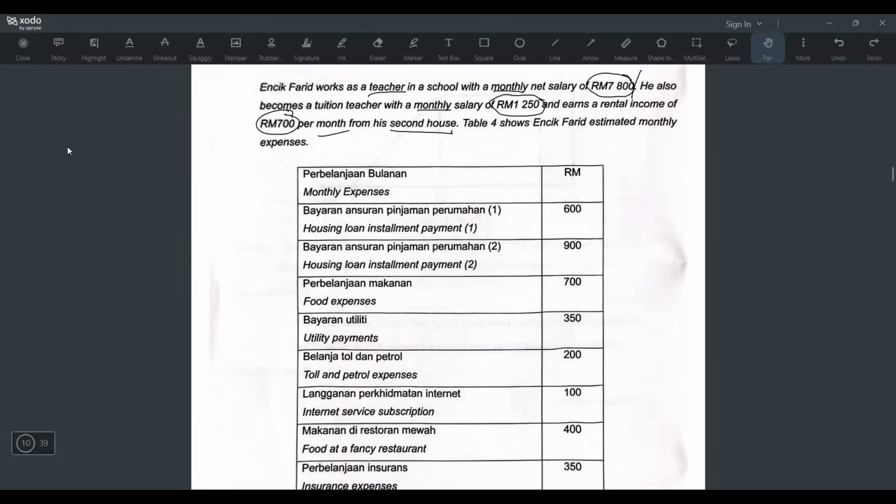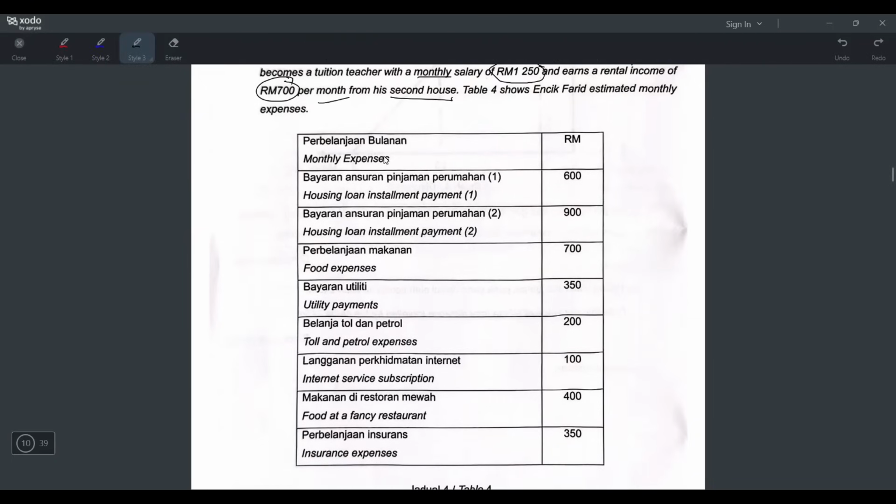Expenses, you have two types: fixed expenses and variable expenses. Perbelanjaan tetap and perbelanjaan tak tetap. So let's go through all the expenses. Housing loan installment, this one is fixed, tetap. Food, variable, because food expenses you can control, control your spending behavior. For the housing loan, that one you cannot control. Utility, that one can control. So perbelanjaan tak tetap, variable. Toll and petrol, this one is also variable, because you can control the expenses. Internet service, can I control the internet service? No. So this is fixed expenses.